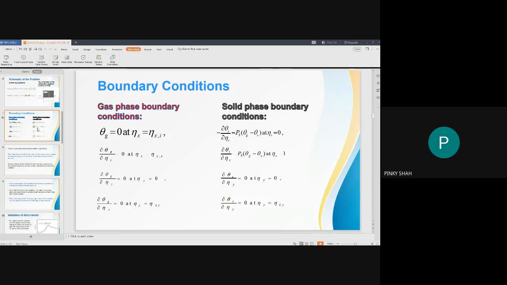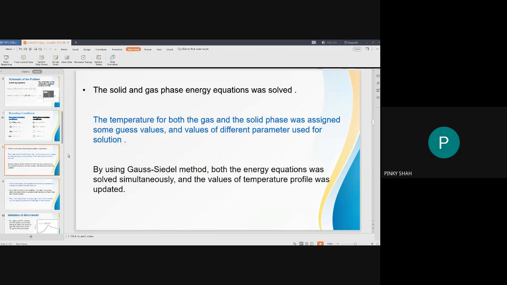To calculate this, we have used boundary conditions. These are some of the boundary conditions which we applied in this experiment. After applying these, we found the energy equation. We solved the energy equation of the solid and gas phase, and the temperature for both the gas and the solid phase were assigned some guess values, along with values of the different parameters used for the solution.